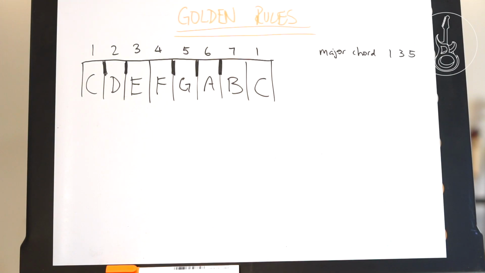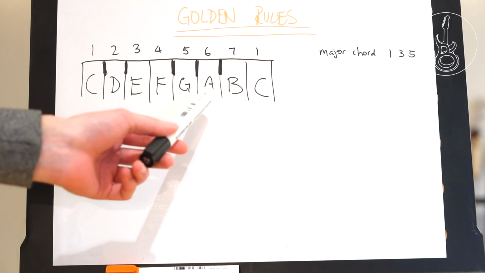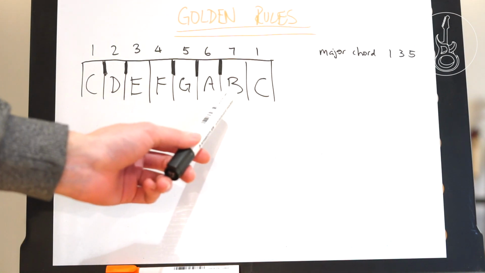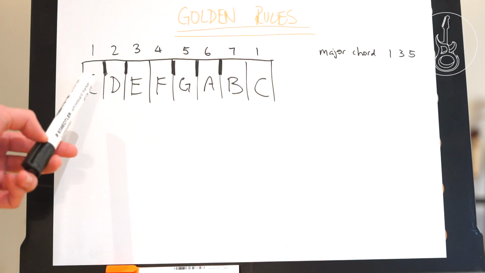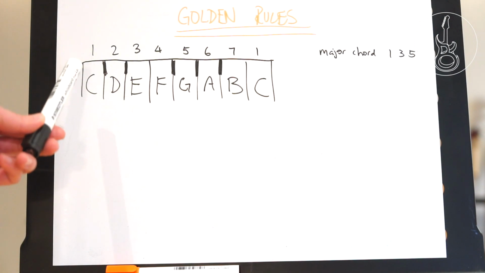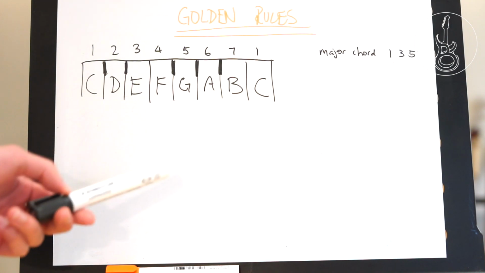And let's go over to the keyboard. So here we have a keyboard. This is the C major scale. C, D, E, F, G, A, B, and back to C. So really we've got 7 notes in the C major scale. No sharps or flats, so they're all natural notes. And if we put numbers to them, we've got 1, 2, 3, 4, 5, 6, 7, back to 1.